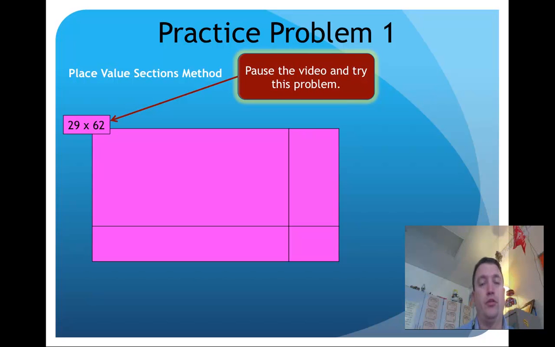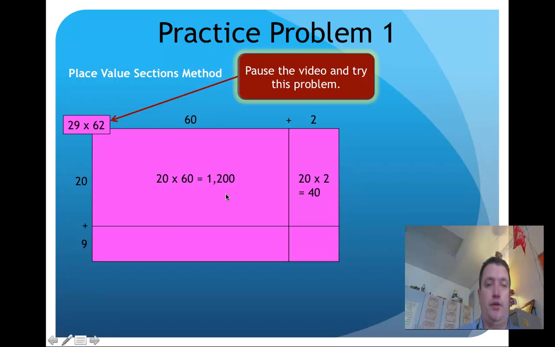Okay, so let's go through the solution for this. I'm going to split up 20 and 9 into 20 plus 9, separate the tens place from the ones place. I'm going to split up 62 into 60 plus 2. And now I'm just going to multiply. So in my first box, I'm going to take the 20 and the 60. When I multiply those together, I get 1,200.